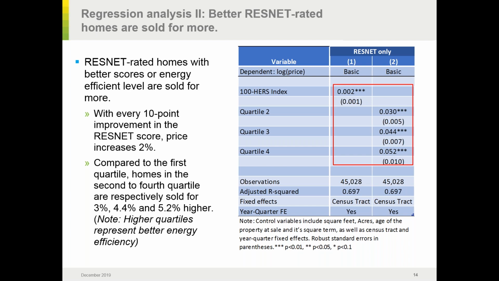The second column here, we're comparing these better quartiles to the lowest quartile, or the first quartile. We're seeing that each quartile is associated with a house price premium, the higher the better the quartile. So 3% for the second one compared to the first quartile, all the way up to 5% for the fourth best quartile compared to the first quartile.